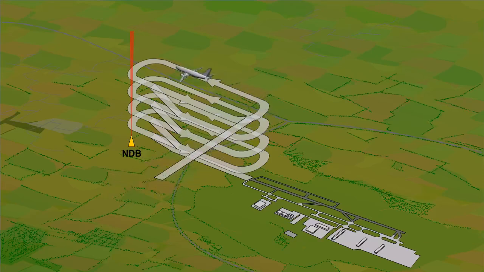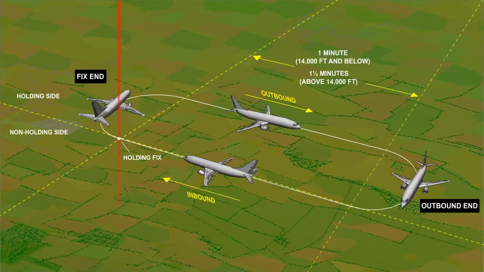The last use of the NDB is for holding patterns. Busy airports will frequently require approaching aircraft to delay their approach and fly round and round in a racetrack pattern over a fixed point, marked either by an NDB or a VOR, until they are allowed to approach the airfield. During the hold, turns are to be carried out at rate 1, and the outbound and inbound legs will normally be 1 minute in duration at and below 14,000 feet, and 1.5 minutes in duration above 14,000 feet.